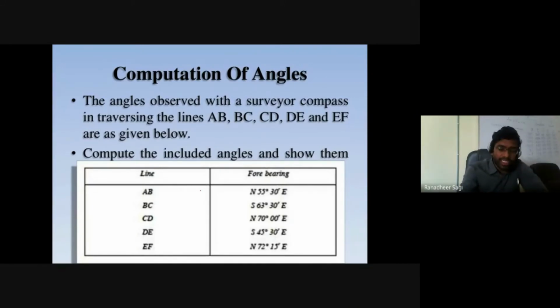See, though the data is given in quadrantal bearing, if you want, convert the given quadrantal bearing data into whole circle bearing, and then solve the problem as we have done earlier. That is one way. I repeat, if the quadrantal bearing data is given, convert it into whole circle bearing, and then solve the problem as we have done earlier. No, sir, I am not interested in converting into whole circle bearing and solving it.